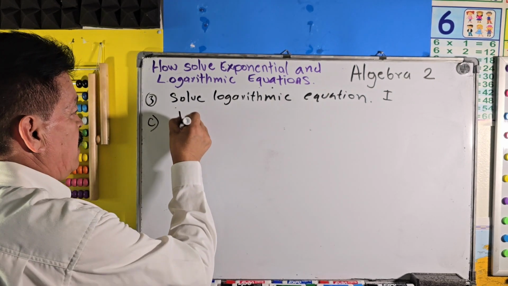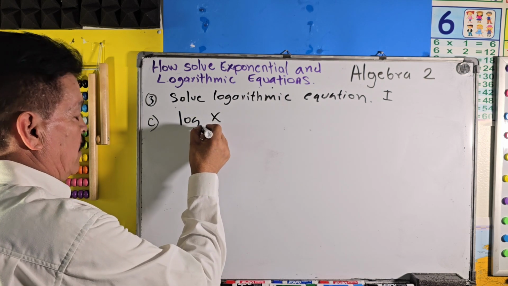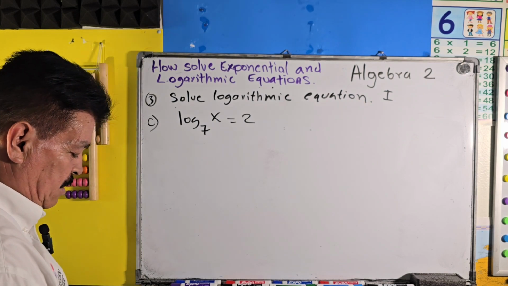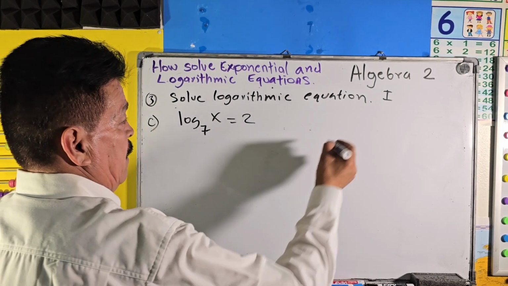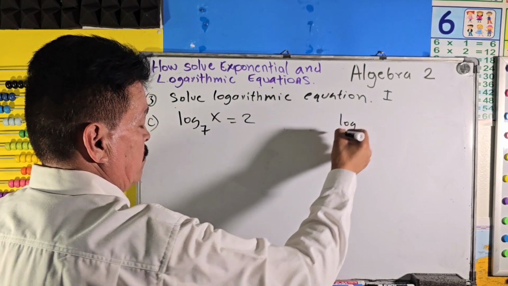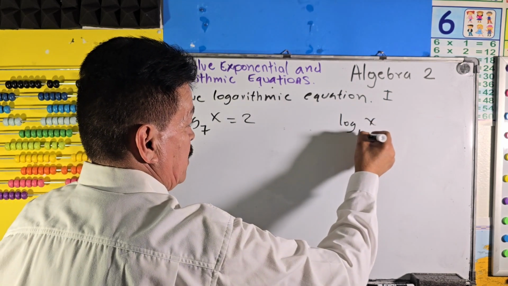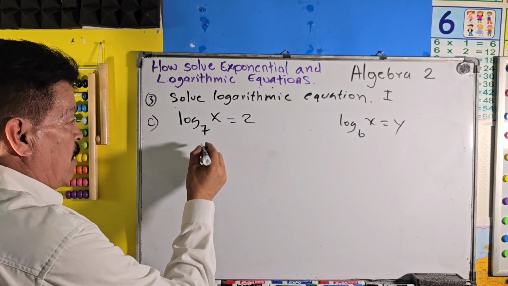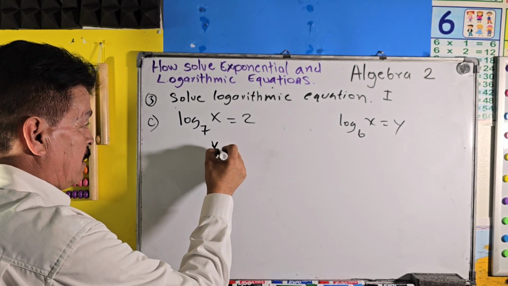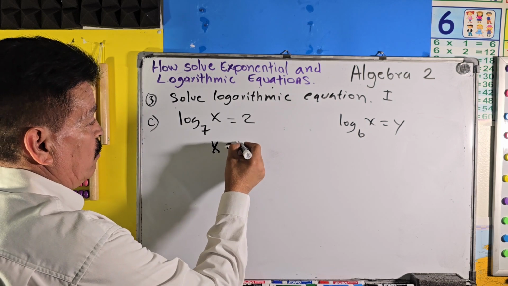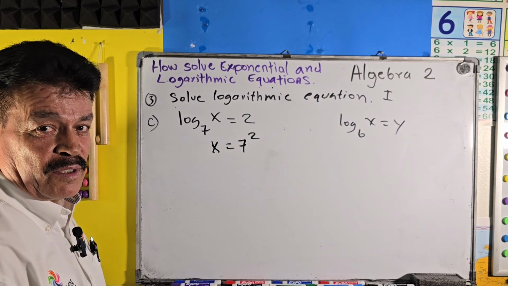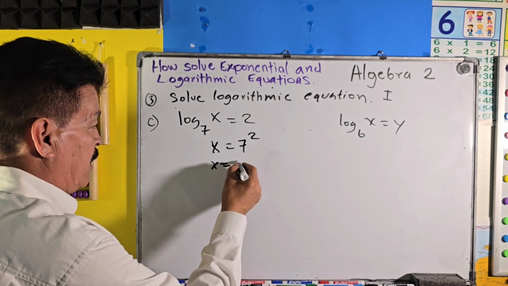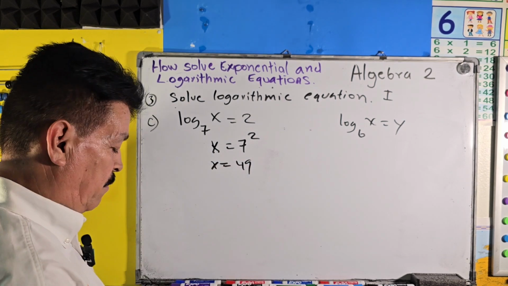Number 3, let's write log x with the base 7 equals 2. Oh, this is a little bit different, right? So the question is the form log x with the base b equals y. Therefore here we will have x equals 7 to the second power, right? So x equals 49. 7 times 7 is 49.